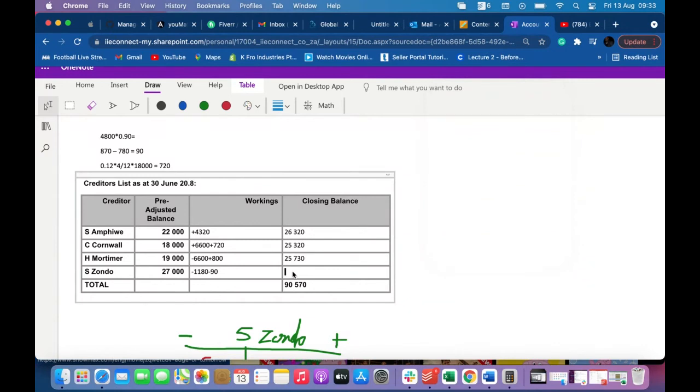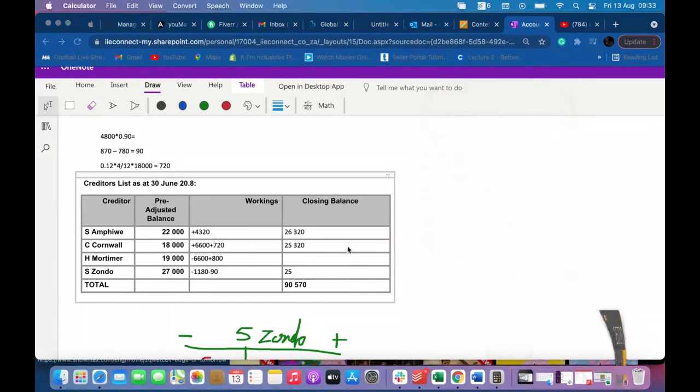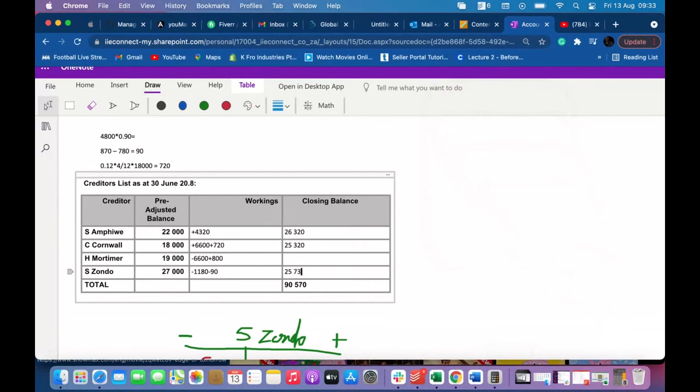Sir, can I interrupt? You calculated it wrong. I was adding, right? No, you actually calculated it as Zondo's. Oh, okay. So here it should be 25,730, right? Let's see, because I calculated that now. Yes. Okay, 730. So that looks right.